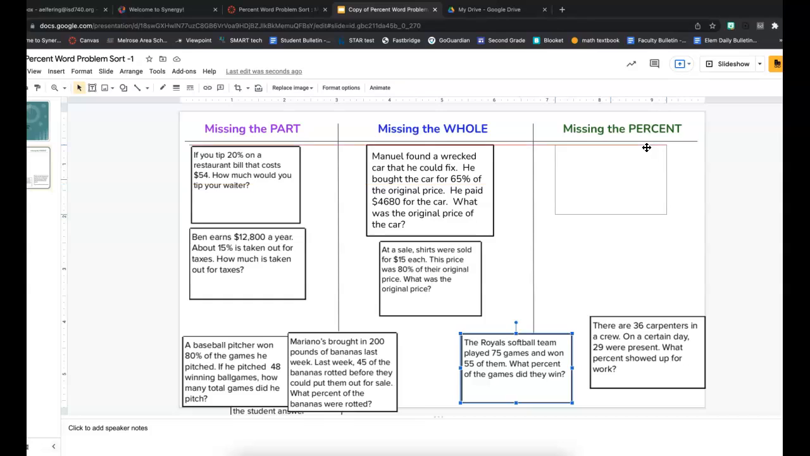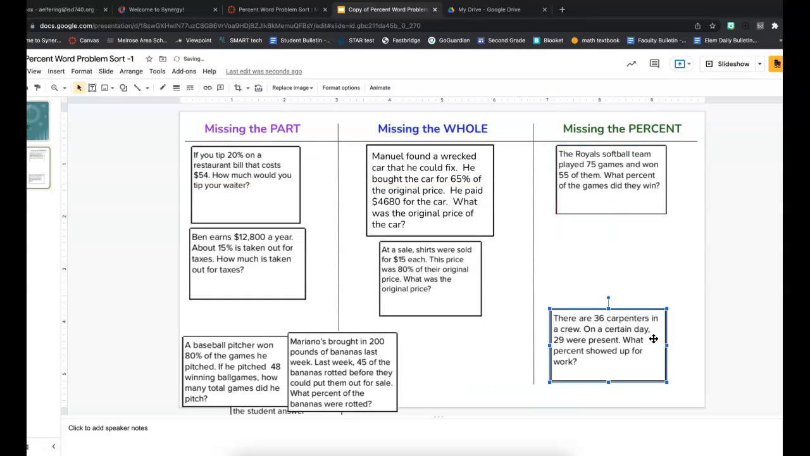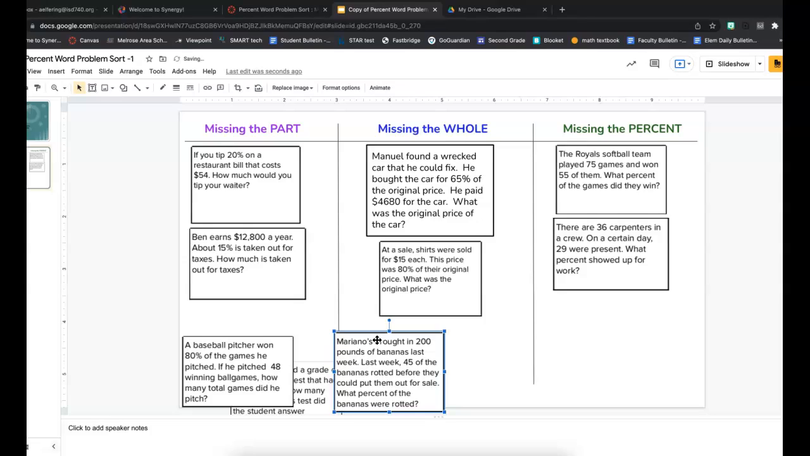Missing the percent. Okay. There are 36 carpenters on a crew. On a certain day, 29 were present. What percent showed up for work? Cadence? Missing the percent. Mariano's bought 200 pounds of bananas last week. Last week, 45 of the bananas rotted before they could put them out for sale. What percent were rotted? Ella? Okay. That one goes over here.